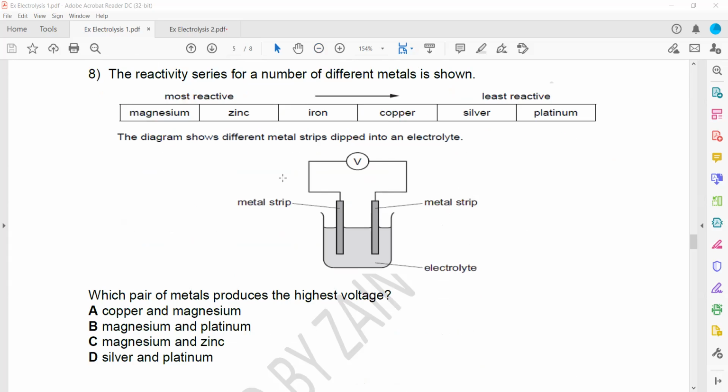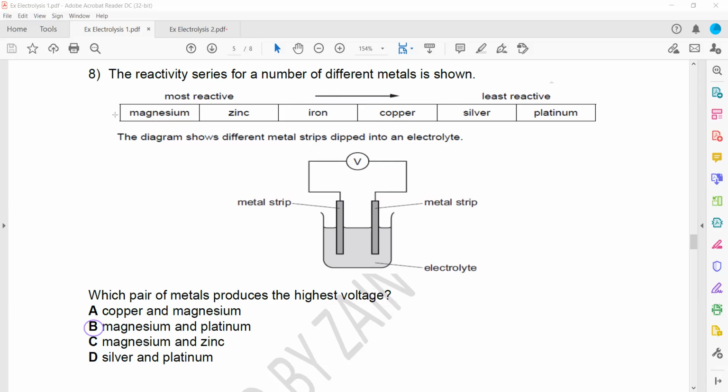The reactivity series with a number of different metals is shown. The diagram shows different metal strips dipped in the electrolyte. Which pair of metals produce the highest voltage? And I told you we want the greater difference in the reactivity to produce the highest voltage.